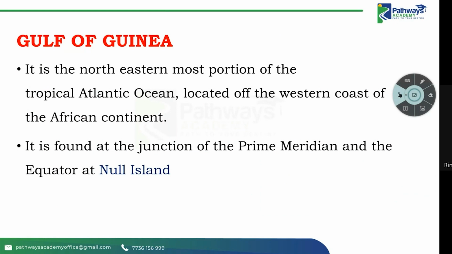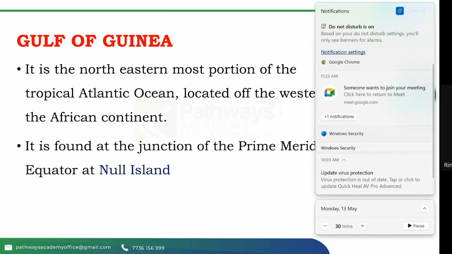You all know that it is a part of the Atlantic Ocean. That is not important.